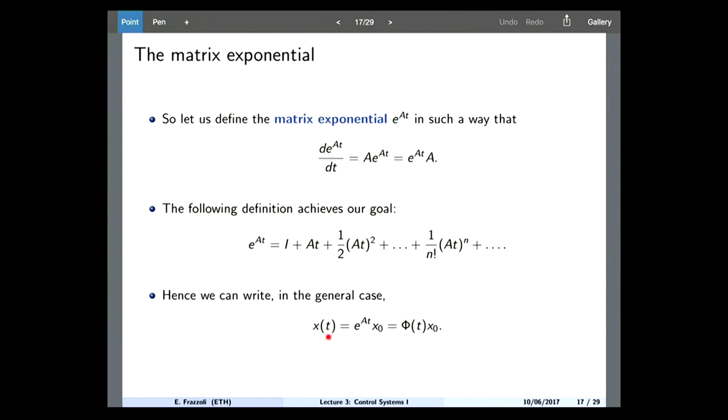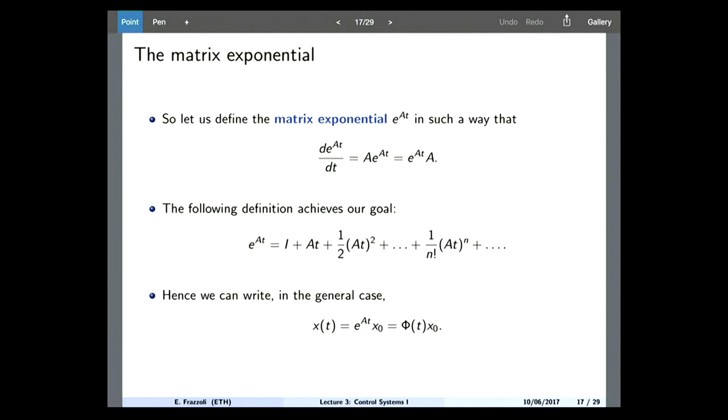So my state solution will be given by e to the power At times x naught. And now I have this state transition function, which is a matrix function, the matrix e to the power At. So essentially what we have learned here is that as long as we define the matrix exponential in this way, as the sum of this series, then everything that we wrote for the scalar case will still hold when I substitute a matrix A for the scalar A. The equations look exactly identical.